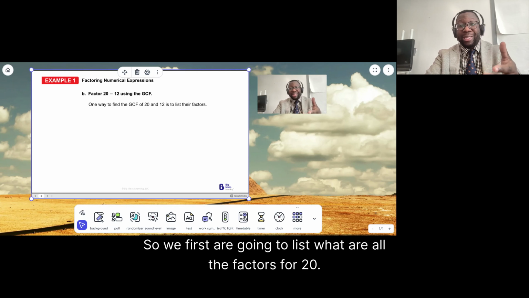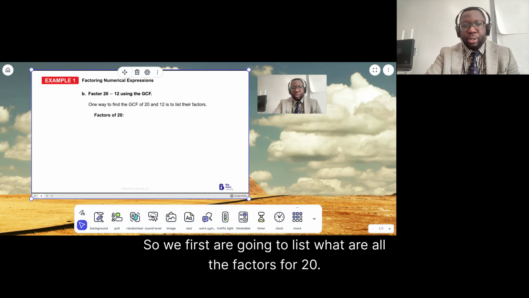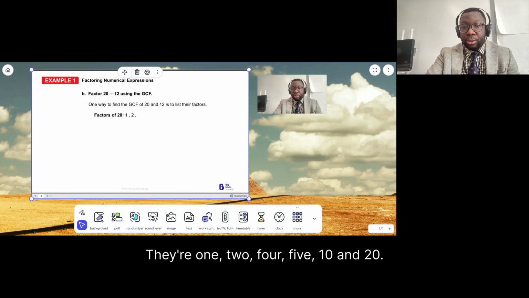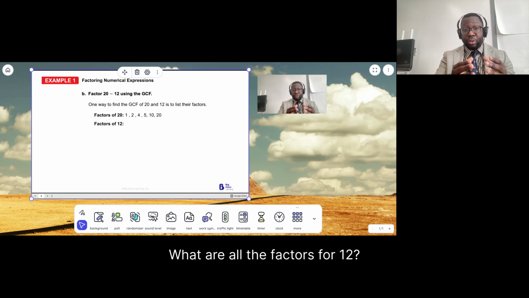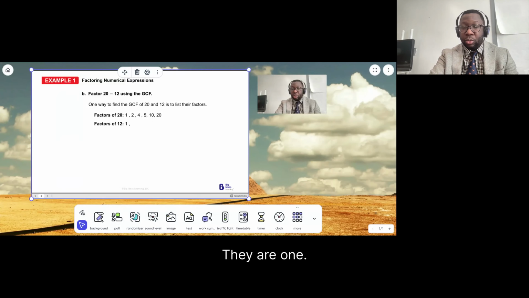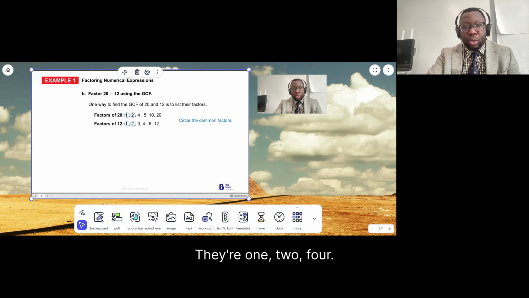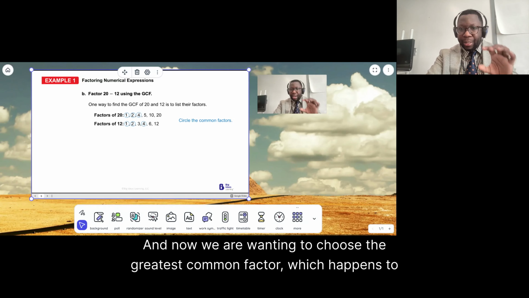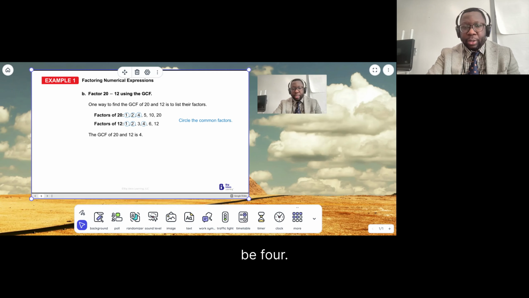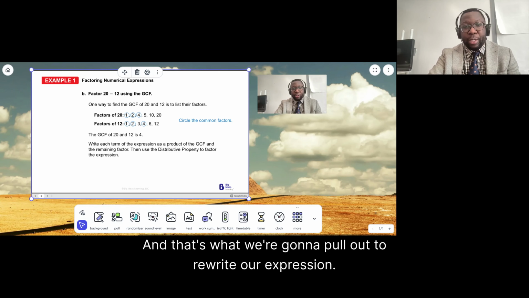So we first are going to list all the factors for 20. They're 1, 2, 4, 5, 10, and 20. What are all the factors for 12? They are 1, 2, 3, 4, 6, and 12. Once again, we look at what are all the factors that they have in common. They're 1, 2, 4. And now we are going to choose the greatest common factor, which happens to be 4. And that's what we're going to pull out to rewrite our expression.